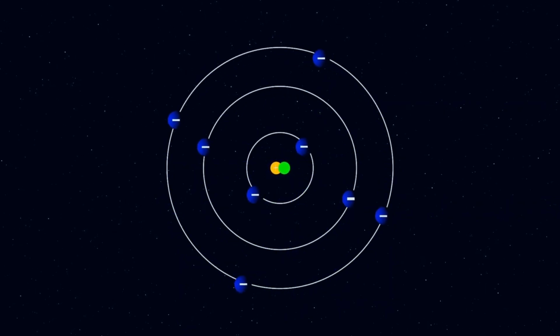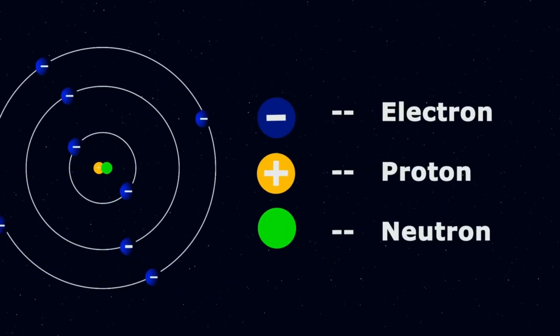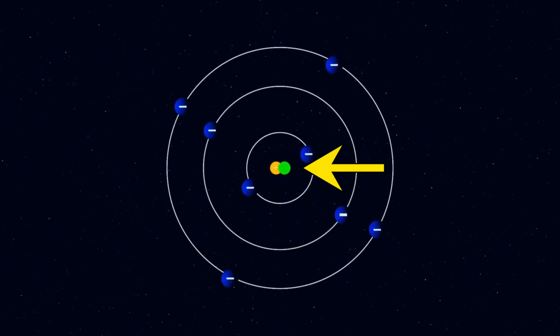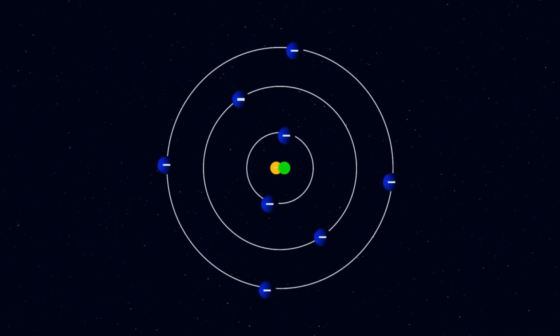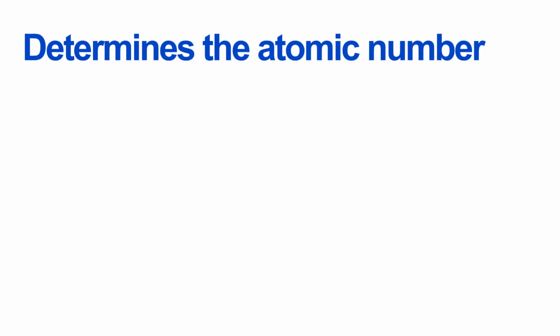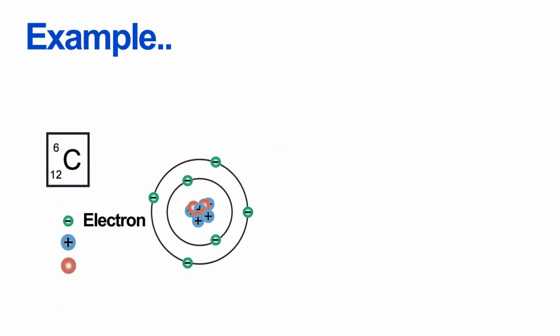Take a look at the structure of an atom. Every atom has three main parts: protons, neutrons, and electrons. As you can see, protons and neutrons are located in the nucleus, or the center of the atom, while electrons move around the outside. The number of protons determines the atomic number, which tells us what element the atom is. Let's take the example of a carbon atom.